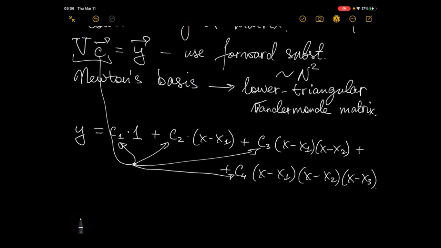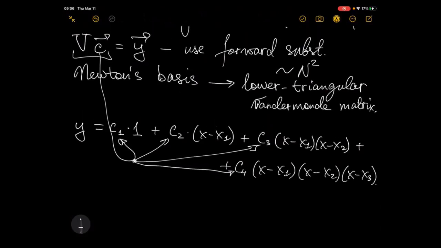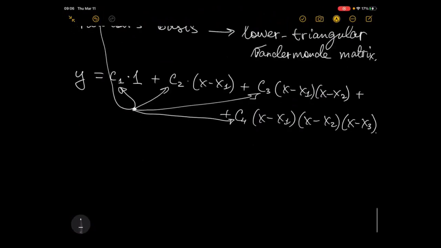So the components of the vector C come from the system of linear equations with the Vandermonde matrix, as we considered before. Now there is a way to find these coefficients using a very simple algorithm. So let me give a definition, and then I will use it.